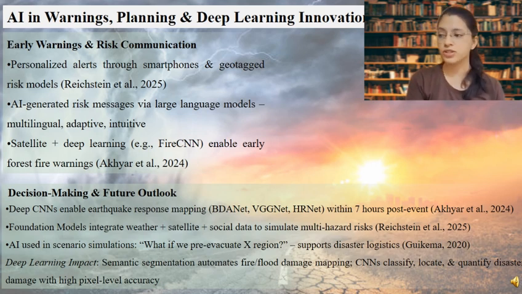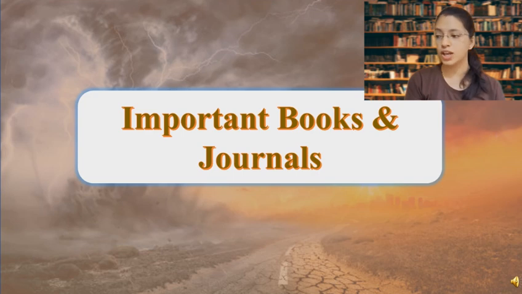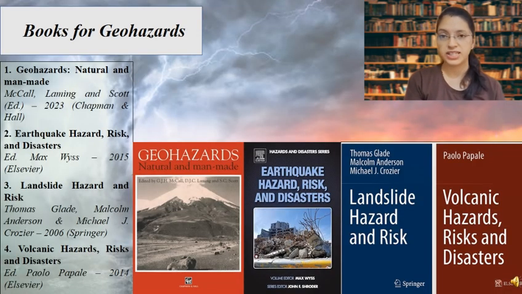Some disaster response tools like BDNet and FireCNN may assist in mapping earthquake and wildfire damage. Early warnings are being customized using mobile apps, satellite feeds, and social signals. Deep learning allows simulation of what-if scenarios, helping agencies plan evacuations or resource deployment.